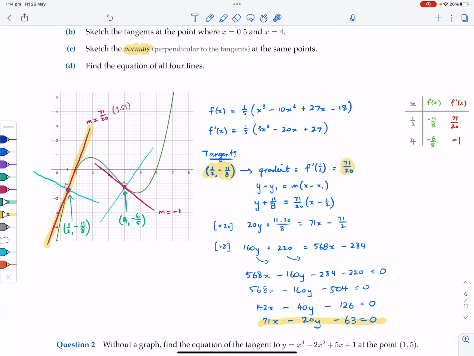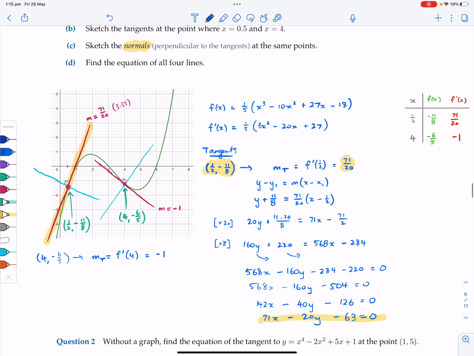Okay, so now the other one, so the other tangent is at 4 comma negative 6 over 5, right? The gradient is the gradient of the tangent, right? I'd like to use that notation as much as possible. The gradient of the tangent is f dash 4. You make sure you substitute into the correct thing, all right? Don't make mistakes. So f dash 4 gives us a gradient, right? I've calculated f dash 4 here to save time. But of course, in real working, you'd be pausing here and typing into your calculator.